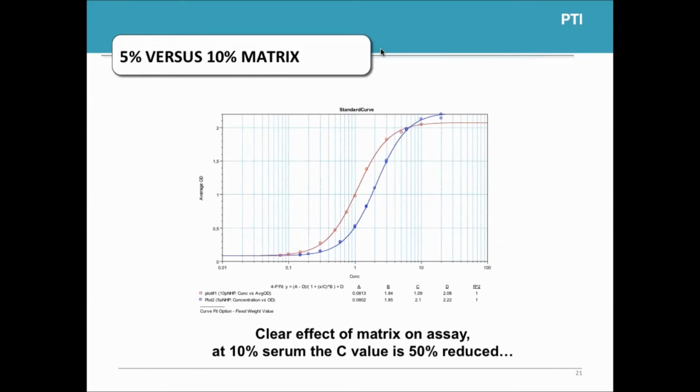The next slide shows you that just by introducing 5 or 10%, in this case non-human primate serum, you saw a clear effect on the reference curve that we were measuring in this particular assay. So what you see here, the blue versus the red: the blue is the 5% matrix-containing sample, and the red is the 10%. From the blue to the red, you have a 50% reduction in the C value, which means that there is a clear effect of the matrix on this particular assay.